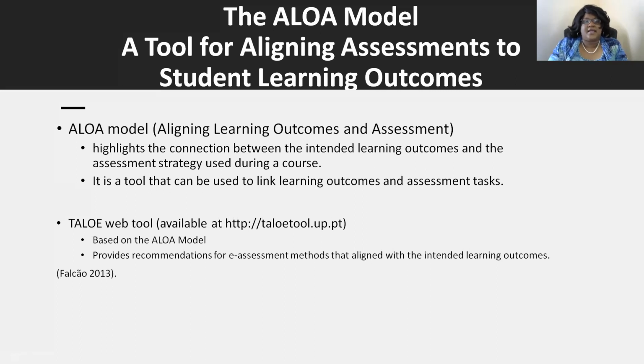This model is something that you can use to align your assessments to student learning outcomes. So the ALOA model, Aligning Learning Outcomes and Assessment, highlights the connection between the intended learning outcomes and assessment strategies used during a course. It's a tool that can be used to link learning outcomes and assessment tasks. And I call this the helping you get started. Now, what's available for you right now is the e-version of this tool that you'll receive the link to. And it's really neat. You can just go in and put in your outcome and it'll actually give you some recommendations on the type of assessments that may align to the action verbs determined by that.